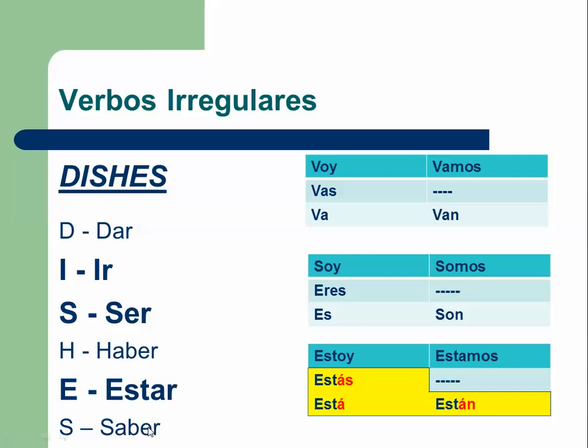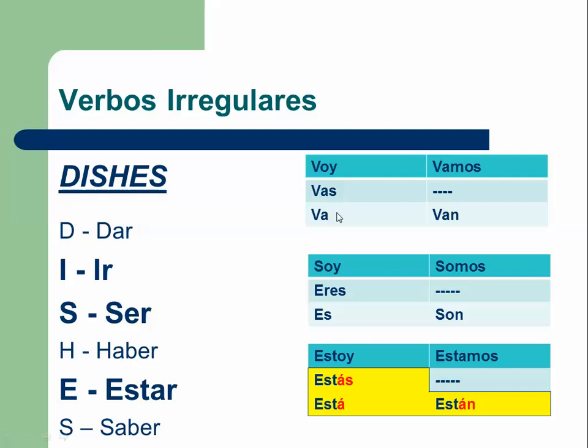So kind of be looking out for those and make sure that you know which ones you're using. But for right now, all you need to know is ir, ser, and estar. And saber, which we learned in last chapter, right? But for right now, just ir, ser, and estar are the major ones. Saber is only irregular in the yo form. Remember, it was sé.